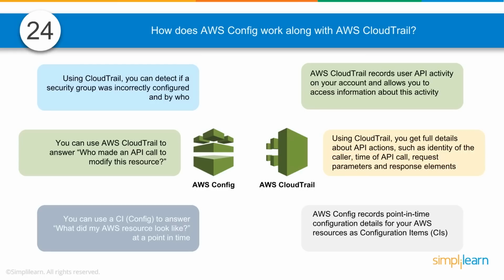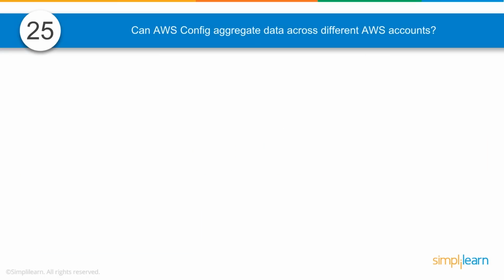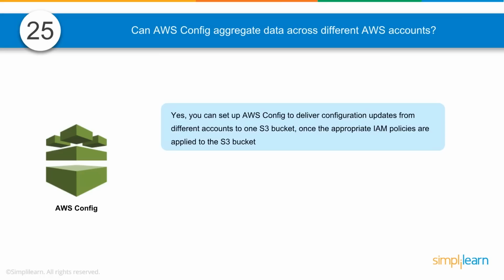And if you want to look at how the environment looked before the change, you can always look at AWS Config. Can AWS Config aggregate data across different AWS accounts? Yes, it can. Now, this question is actually to test whether you have used AWS Config or not. I know some of the services are very local, is it?